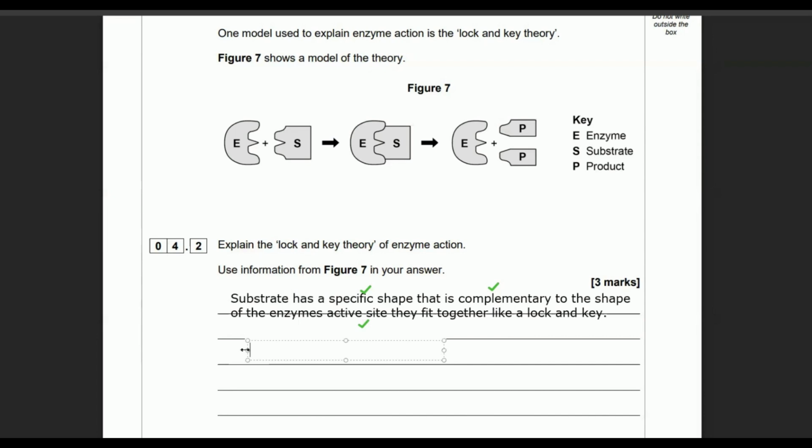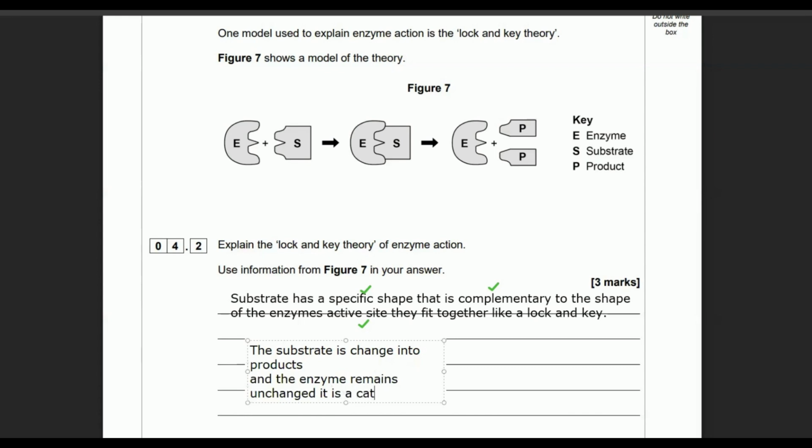It's a catalyst. So I can also add here that the substrate is changed into products and the enzyme remains unchanged. It is a catalyst. So it can be used again afterwards. Okay, folks, let's move on.